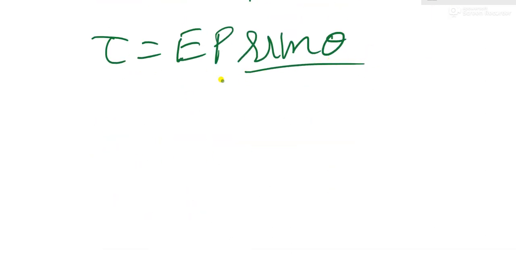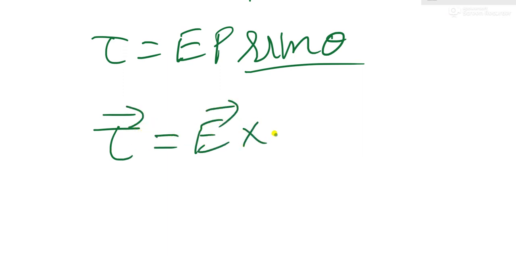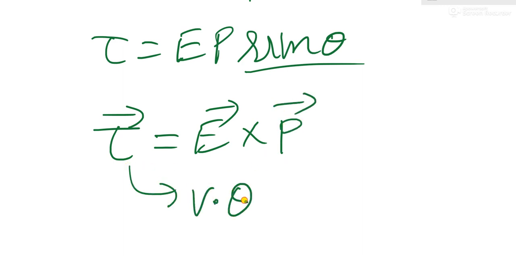Next, whenever sin theta is there, it is a cross product, a vector product. So torque equals E vector cross P vector. Finally, torque is a vector quantity.